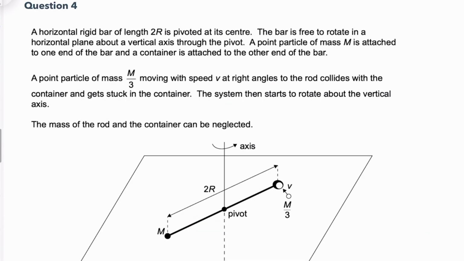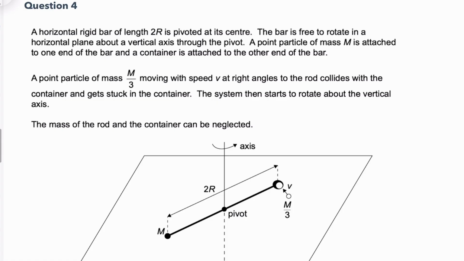Question 4. Wow, there's lots of writing in this, but I bet you it ends up being quite simple. Okay, a horizontal rigid bar of length 2r is pivoted at its centre. The bar is free to rotate in a horizontal plane about a vertical axis through the pivot. A point particle of mass m is attached to one end of the bar and a container is attached to the other end of the bar.